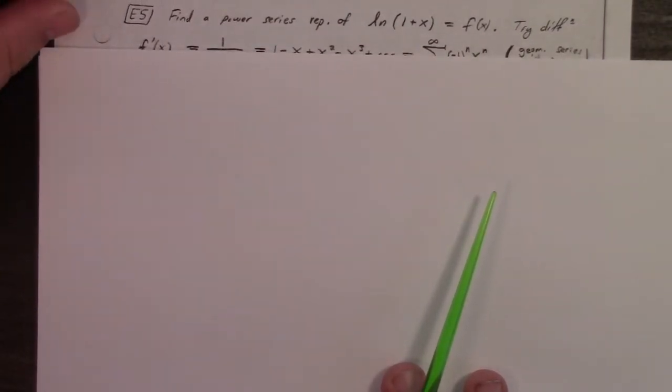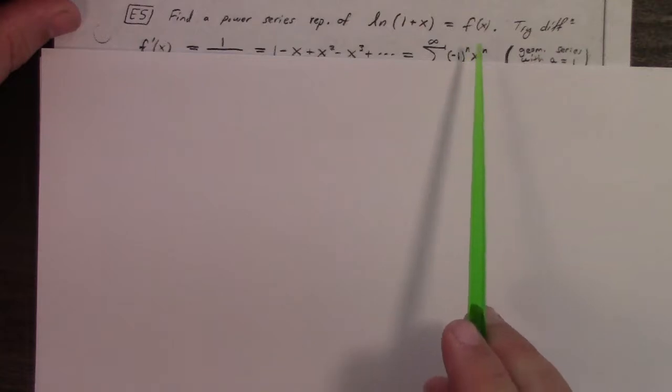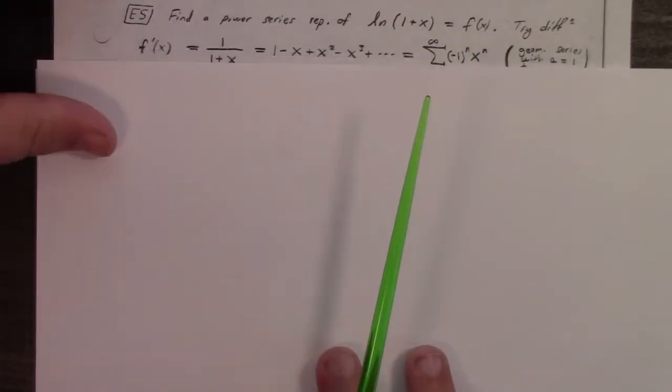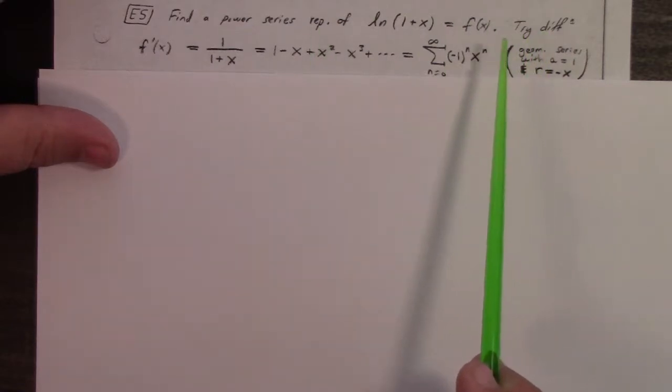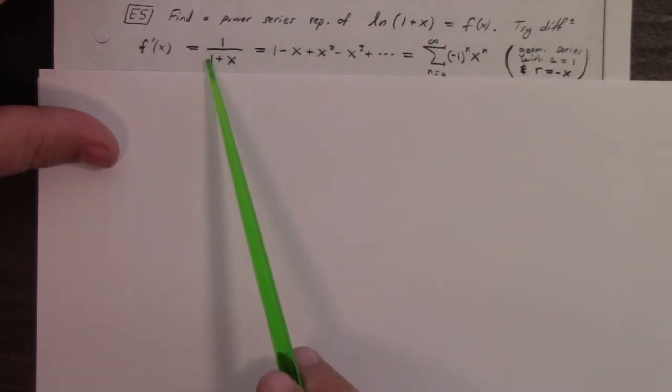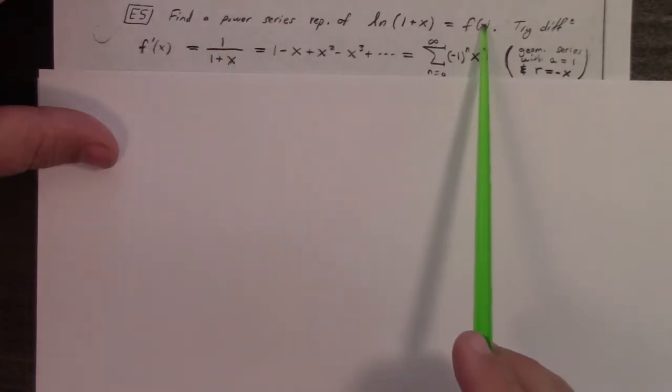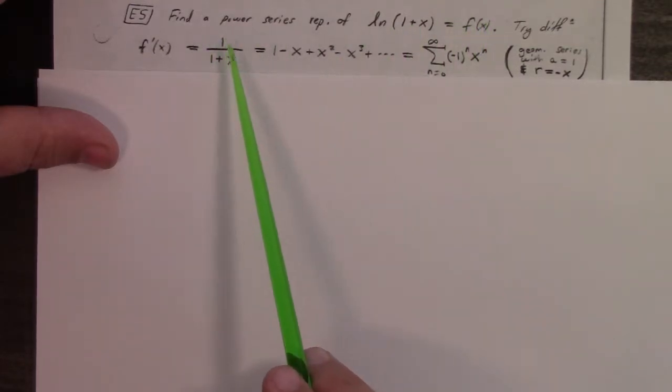So find a power series representation of the log of 1 plus x equals f of x. Well, we remember that differentiating the log gives us 1 over 1 plus x. And our goal is by one thing or another to get to something like 1 over 1 plus something, because then we can do geometric series on that, all right? So the derivative of log is 1 over 1 plus x.